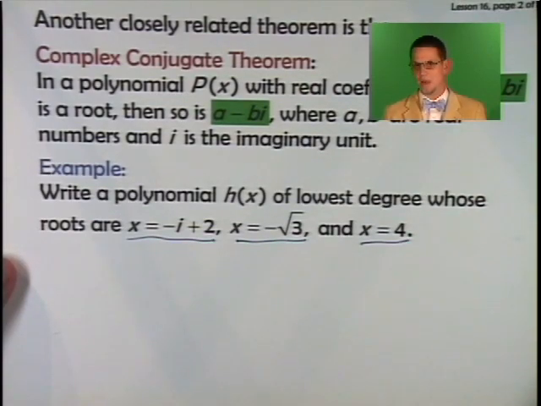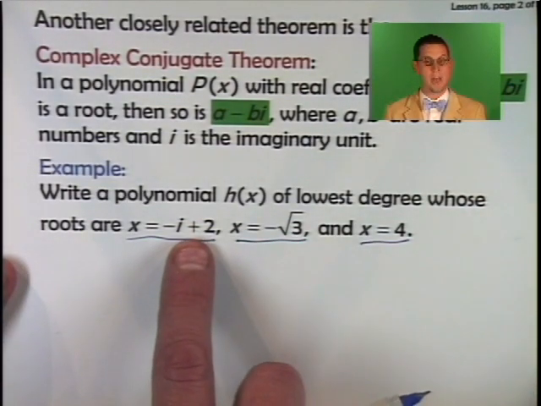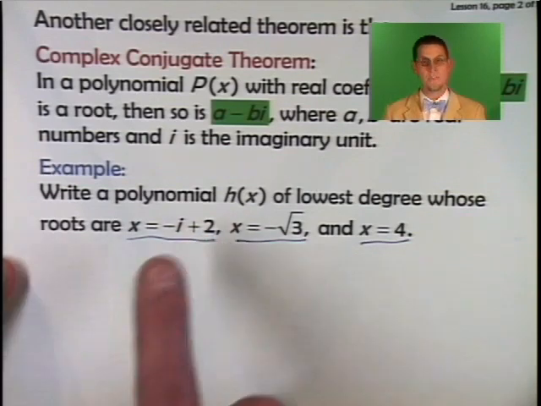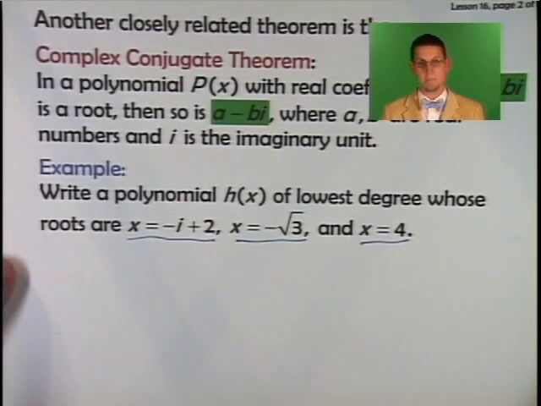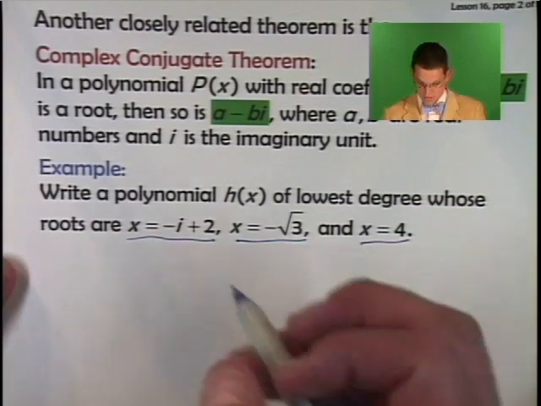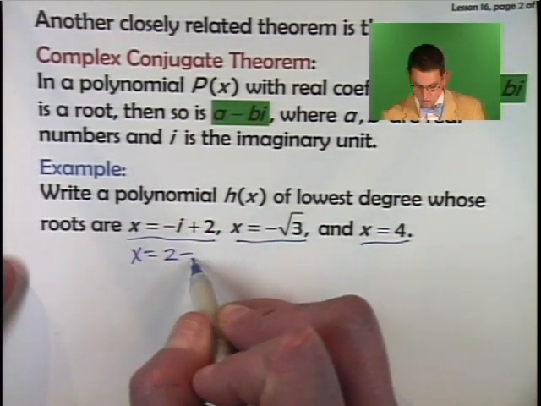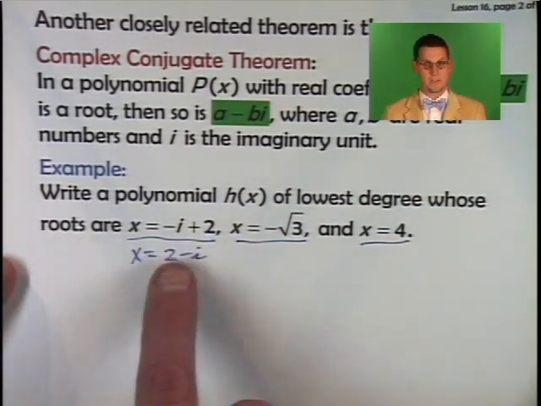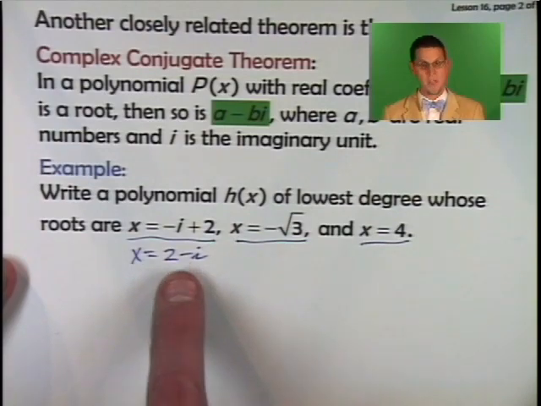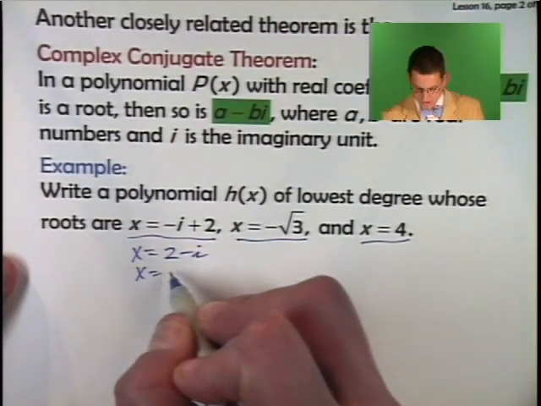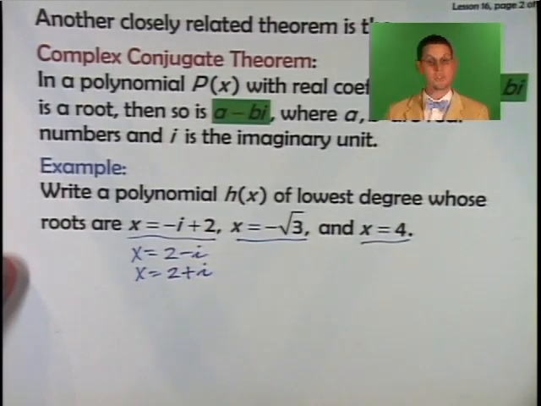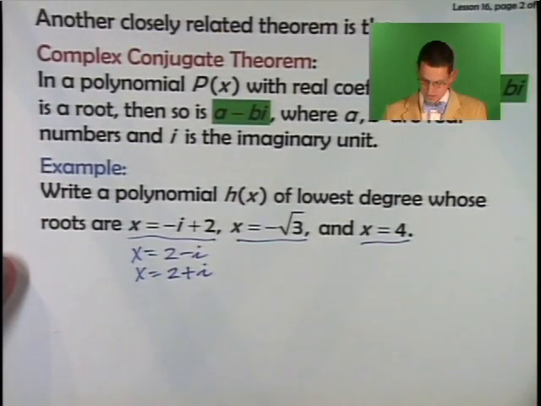Now what you don't want to get hasty and do is just change the middle sign. It's not negative i minus 2. You must be careful to change the sign of the imaginary unit or the irrational unit. So one thing that I would recommend is rewrite it in a plus bi format. So really this root is the same as 2 minus i. Well, the complex conjugate theorem tells us then that 2 plus i must also be a root. They have to happen in pairs.